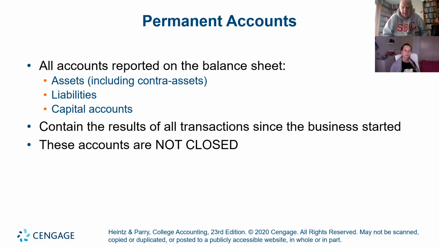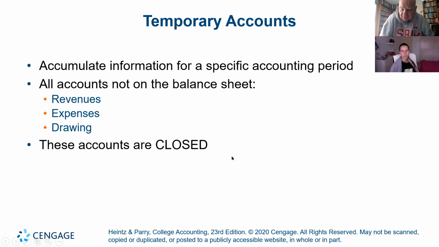Permanent accounts are accounts that you never close. Balance sheet. You never zero the balance sheet out. It goes forever, the entire life of the company. Assets, liabilities, capital. These accounts are never closed. What are closed are what are called the temporary accounts. These accounts are closed to zero every month.